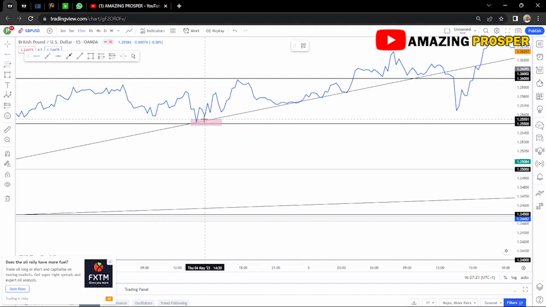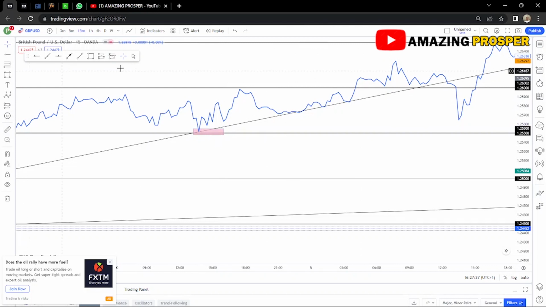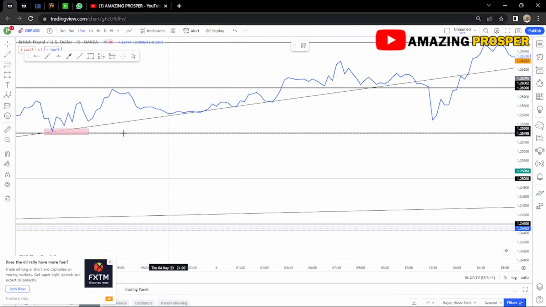Sometimes this leg that is here now will come down somewhere here and do something like this before it starts moving. It will take out this low before it starts moving up. But in this case, you see that it didn't take out this low.